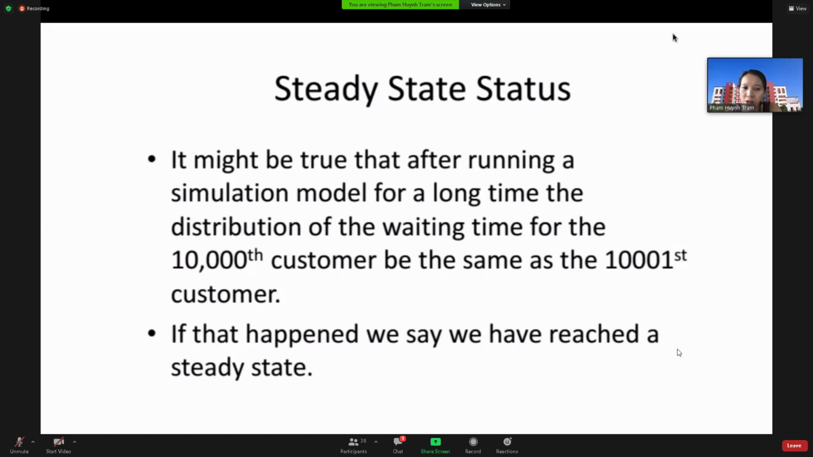So for example, in the hospital, you may want to run the simulation for the peak hour, or you want to run the simulation long enough until the waiting time of the patient almost doesn't change.